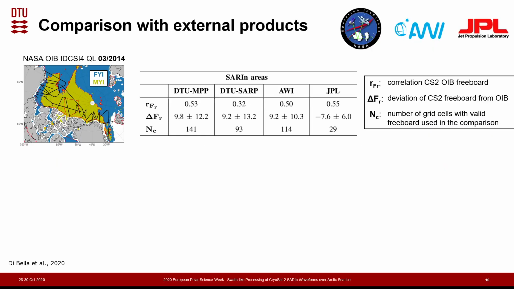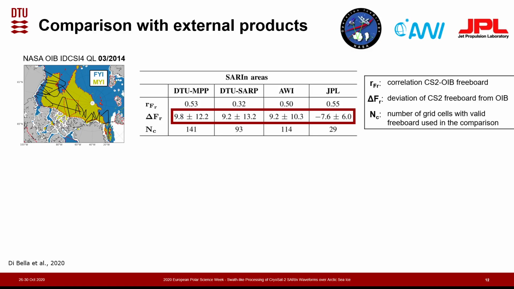We also compared DTU MPP and DTU SAR-P results for March 2014 with Operation IceBridge data and CryoSat radar freeboard estimates from the Alfred Wegener Institute and Jet Propulsion Lab. DTU MPP shows a higher correlation with Operation IceBridge data compared to DTU SAR-P, and thus it better captures spatial variations of freeboard.